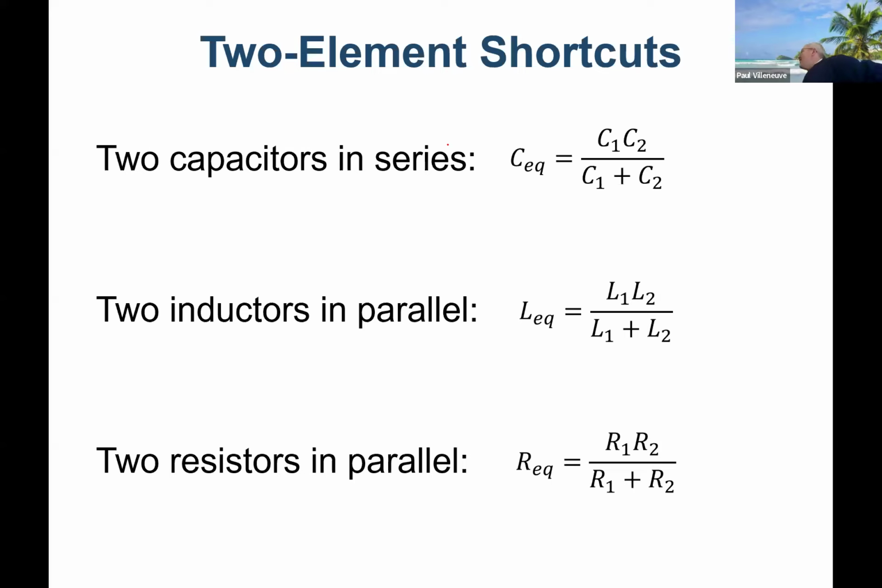So we've already done capacitors, and in the last two classes, the class that we actually had class, we did inductors. This is when you can do product over sum, but it applies to two and only two resistors or capacitors or inductors in parallel. In series, right? Okay.